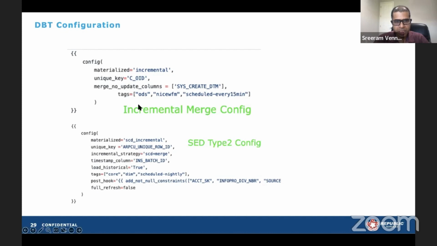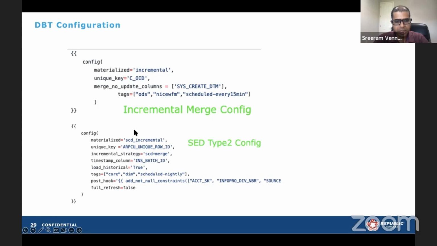We also implemented tags within dbt. That way, the data pipeline is processing the data based on business needs. It could be every 15 minutes or once a day or once a minute. But the tag is going to determine how frequently the data has to be refreshed.